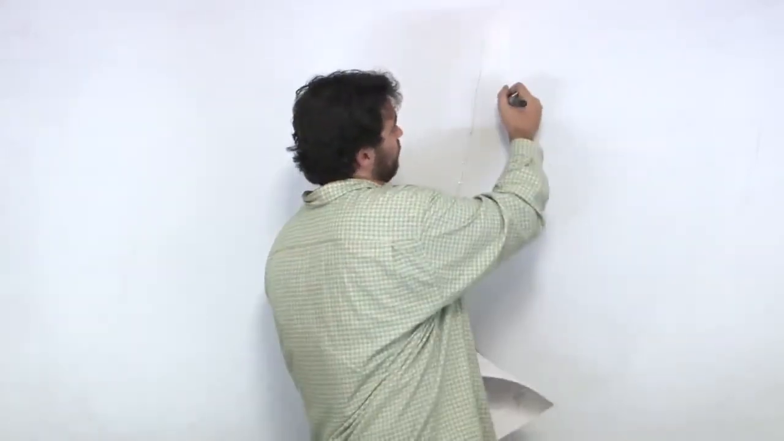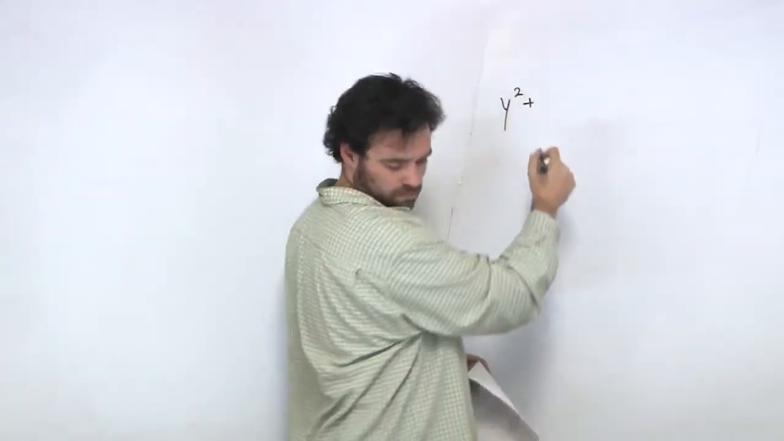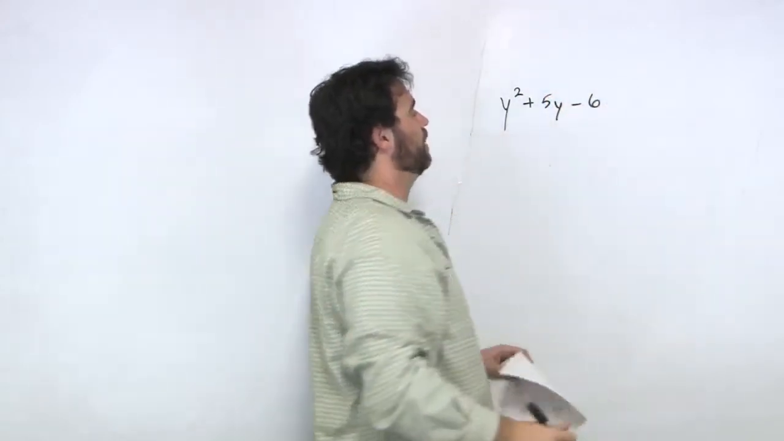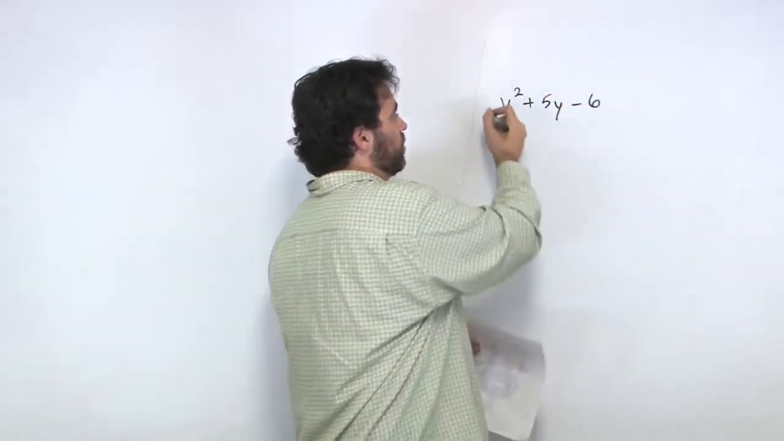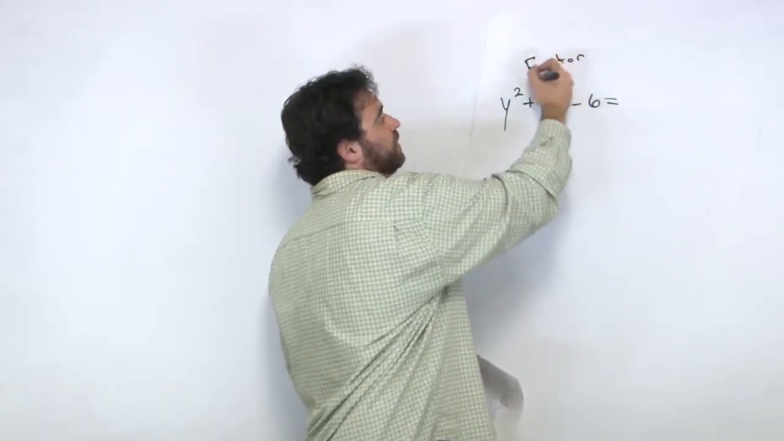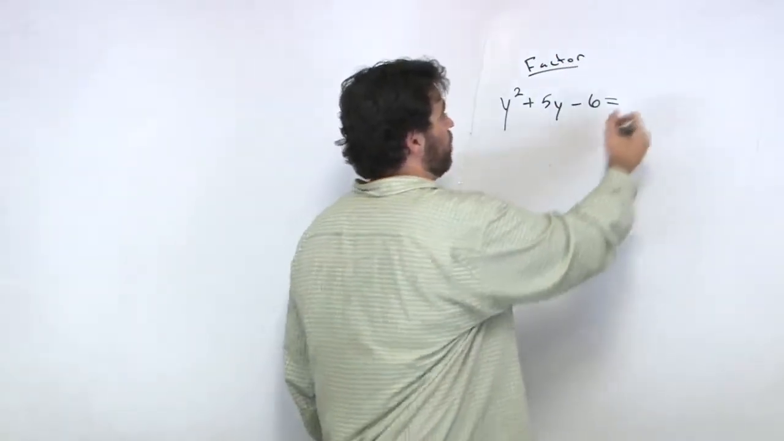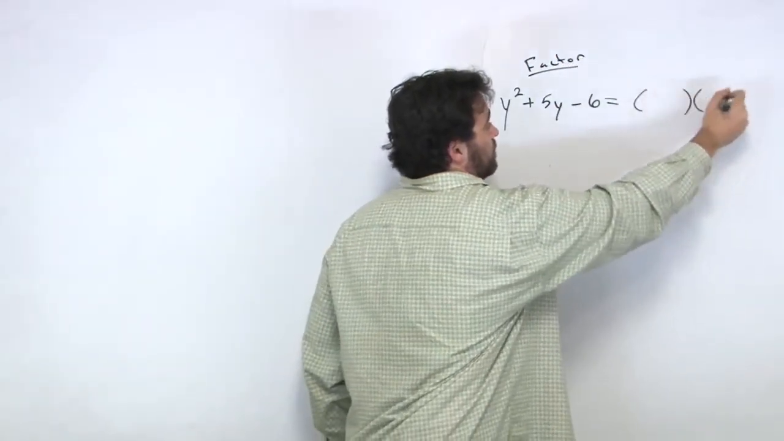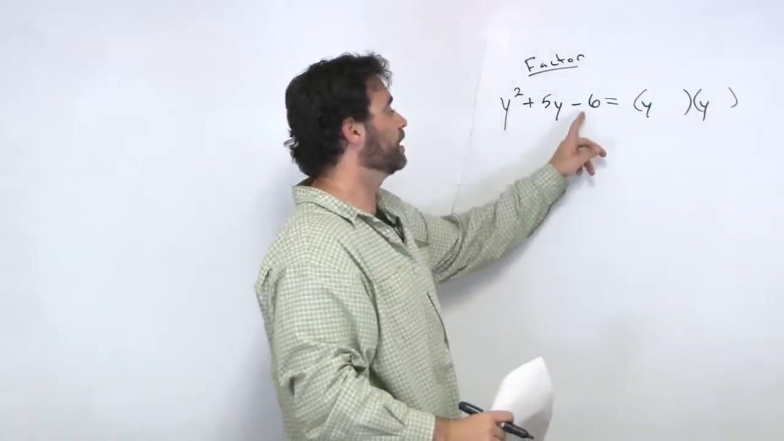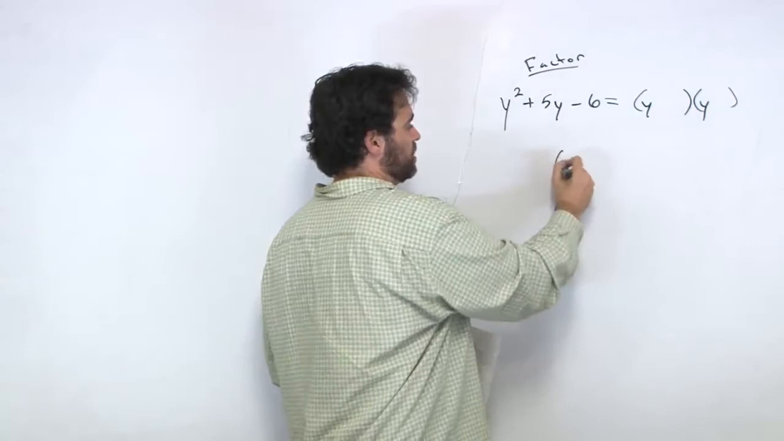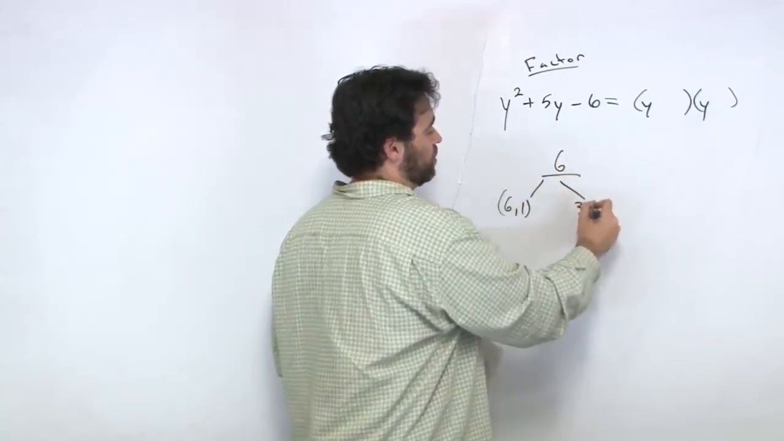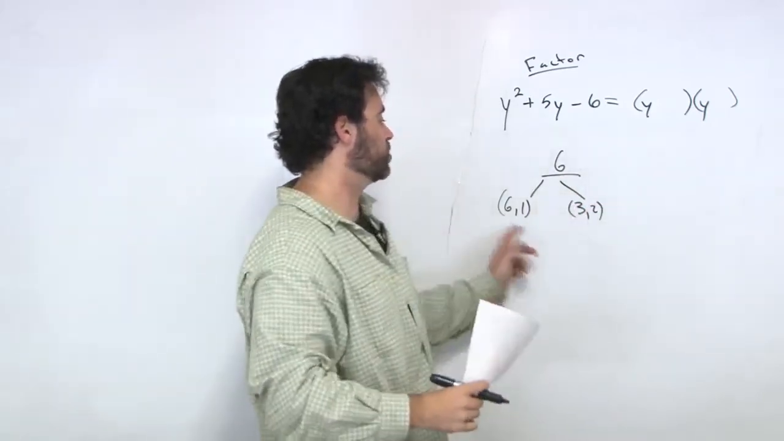Let's see, we have y squared plus 5y minus 6, and we want to factor this. Now we're going to do the same thing we did before. We're going to set up our factors. We know that y squared is y and y. Now for the 6, we're going to do the same thing and list the factors of 6. We're going to say 6 and 1, 3 and 2, and that's it. So just those two factor pairs.